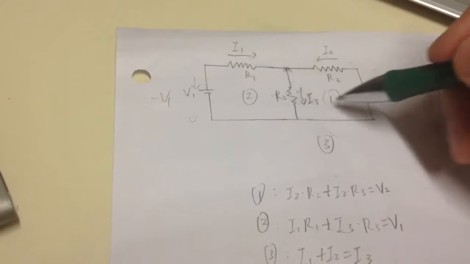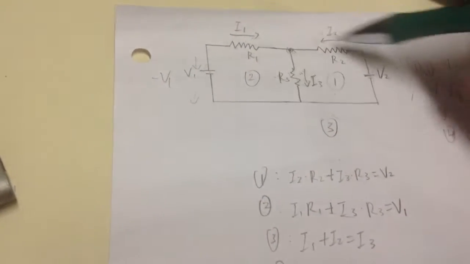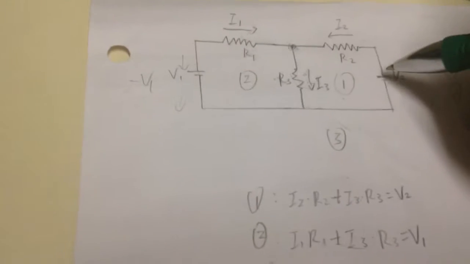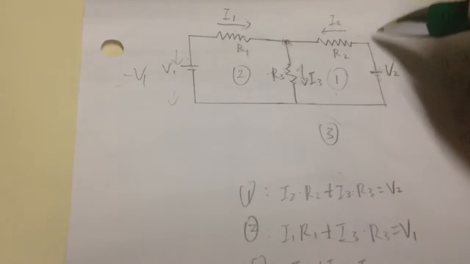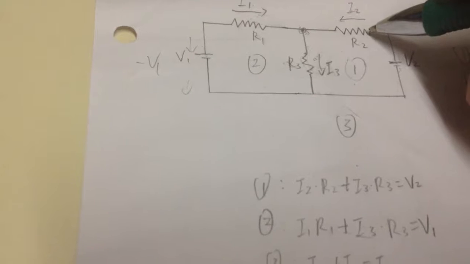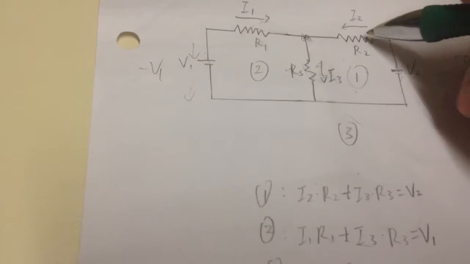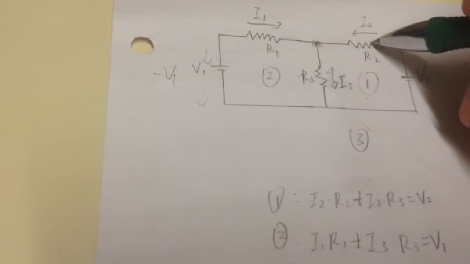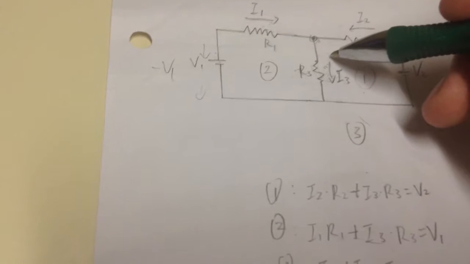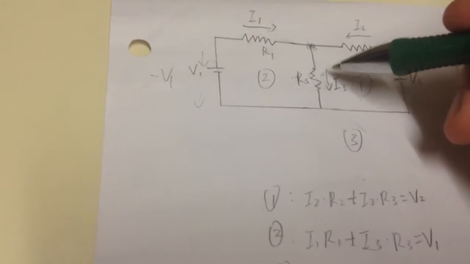First, this one is the first loop. This part is the second loop. And this is a big loop for the whole thing. We pick the direction from here and then go like this. Because the direction for the current I2 is the same as the direction we picked, the whole part for I2 and R2 will become negative, and keep going like this. The direction for I3 is still the same as we picked, so I3 and R3 will be negative also.